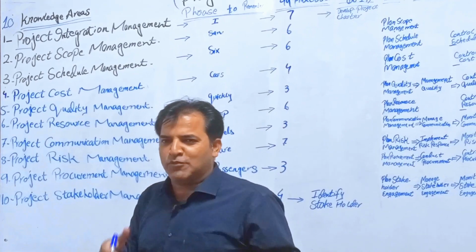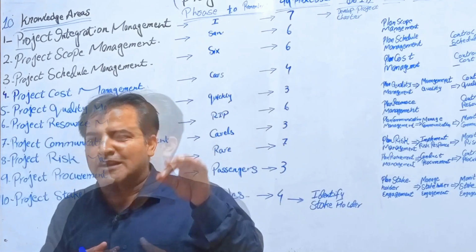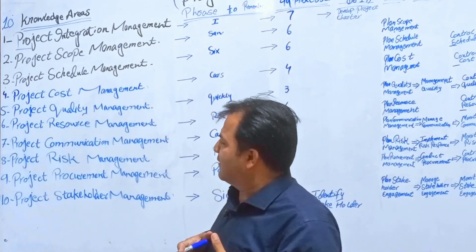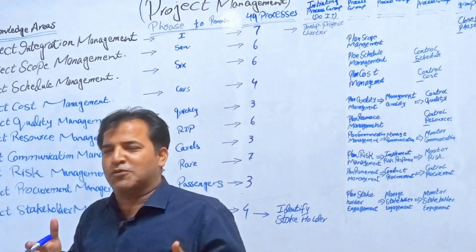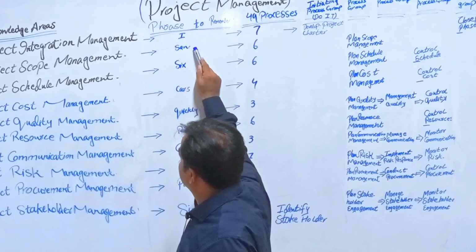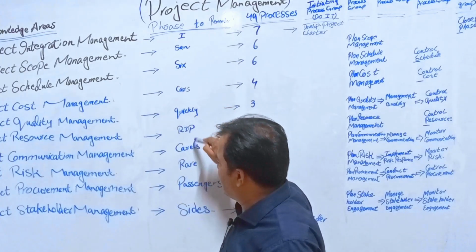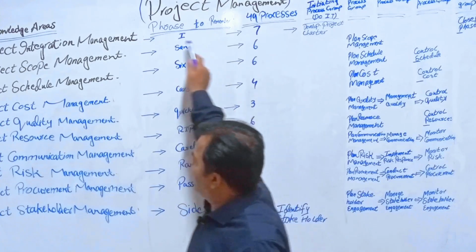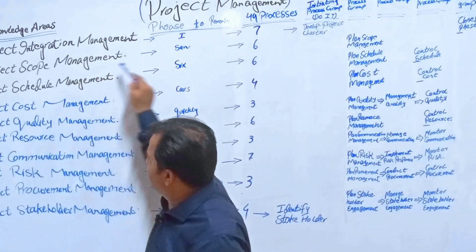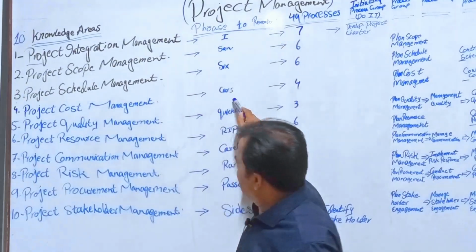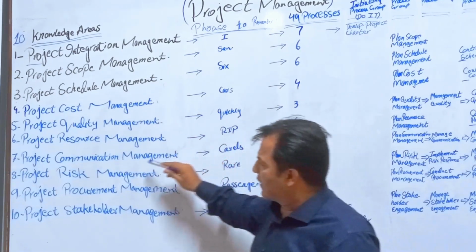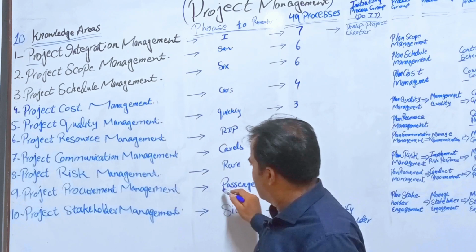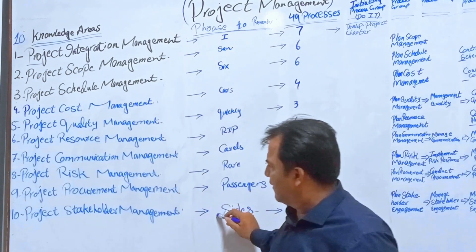I think it seems a little bit tough to remember. For this, there is a phrase which will help you remember it: I saw 6 cars quickly hit carols where passengers side. I for integration, S for scope management, S for schedule, C for cost, Q for quality, R for resource management, C for communication, R for risk, P for procurement, and S for stakeholder.